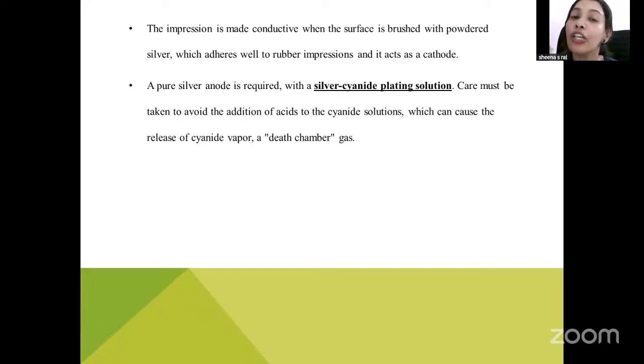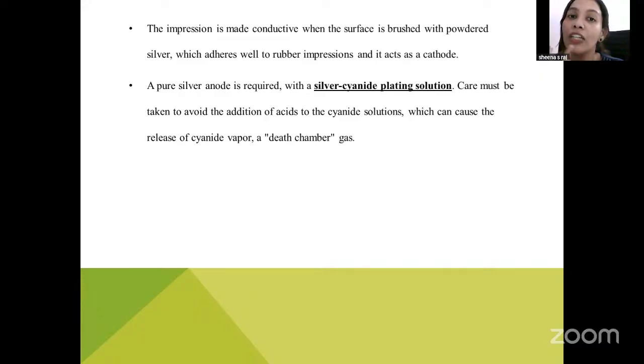So we know that when there is a cathode and an anode, there should be a solution present. So a pure silver anode is required with what solution? It is always silver cyanide plating solution that is used. So care must be taken so that acid is not introduced or added, because acid reacts with the cyanide solution forming cyanide vapors that can lead to deadly gases, which is very lethal. Right. So it is always important to remember this question.